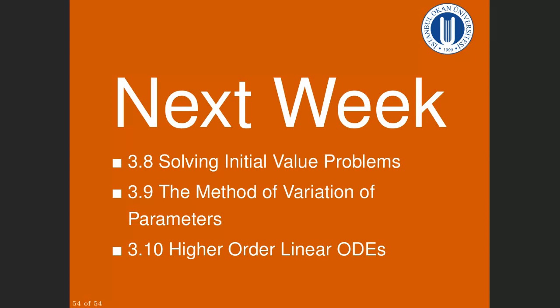And that is the end of today's lesson. Next week, we're going to finish chapter 3. We'll look at solving initial value problems. We will look at our second method to do step 2. Instead of the method of undetermined coefficients, there's another method called the method of variation of parameters. And then we will finish by looking at higher order linear ordinary differential equations. Do you have any questions?